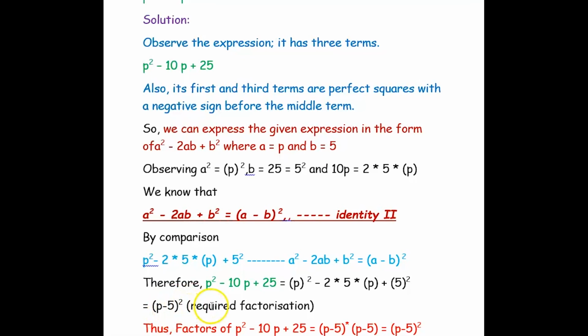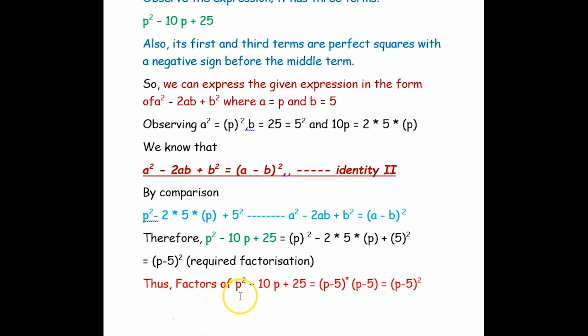This cannot be reduced further, so this is our final factor. So the factors of p square minus 10p plus 25 are (p minus 5) into (p minus 5), that is (p minus 5) the whole square.